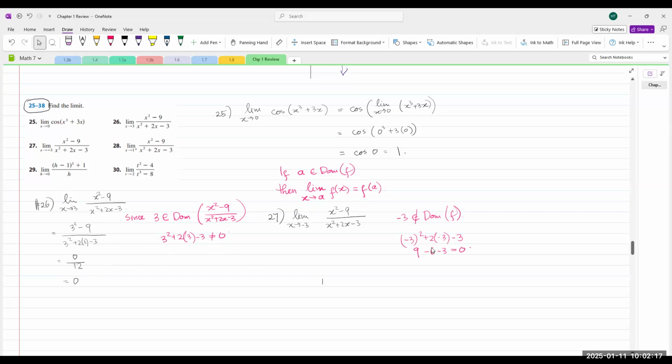However, for number 27, it is not in the domain because if we just plug it in, you will see 0 over 0. So how do we do that? Then we still work with the limit condition. Try to factor it. In this case, I believe we can solve that by factoring. So you need to know how to factor, okay?